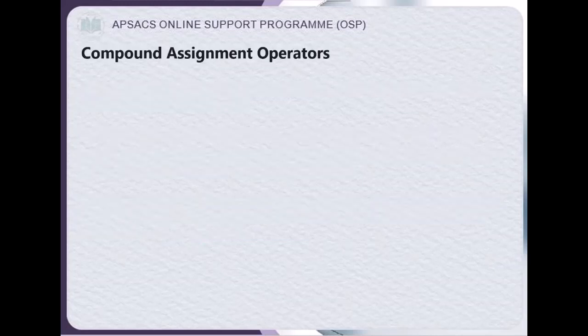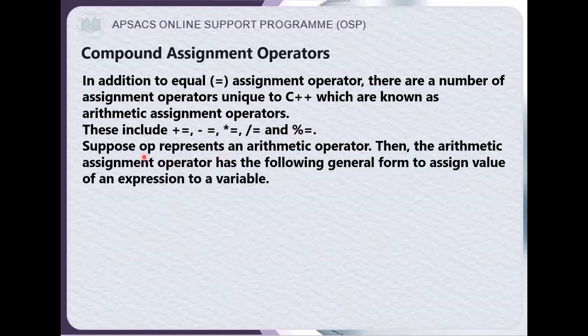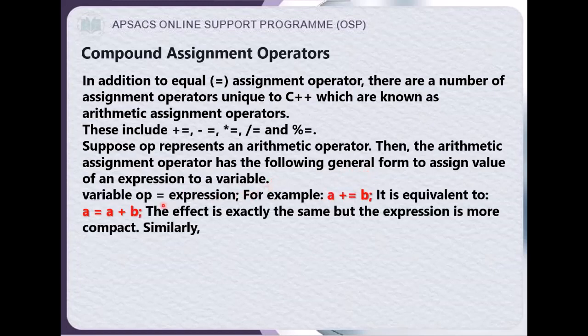Compound assignment operators. In addition to the equal assignment operator, there are a number of assignment operators unique to C++ which are known as arithmetic assignment operators. These include +=, -=, *=, /=, and %=. Suppose op represents an arithmetic operator, then the arithmetic assignment operator has the following general form to assign value of an expression to a variable. variable op = expression.